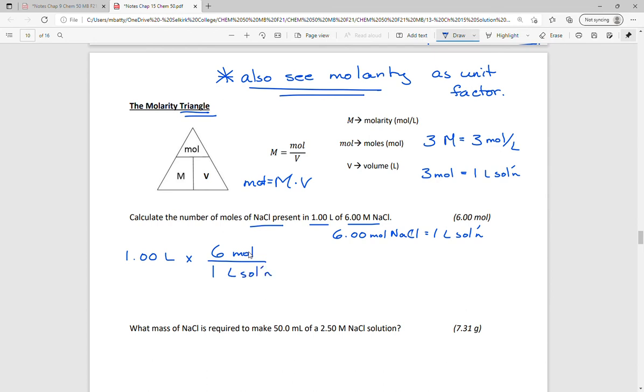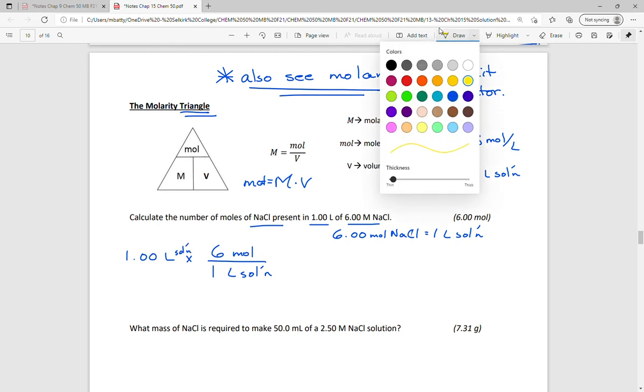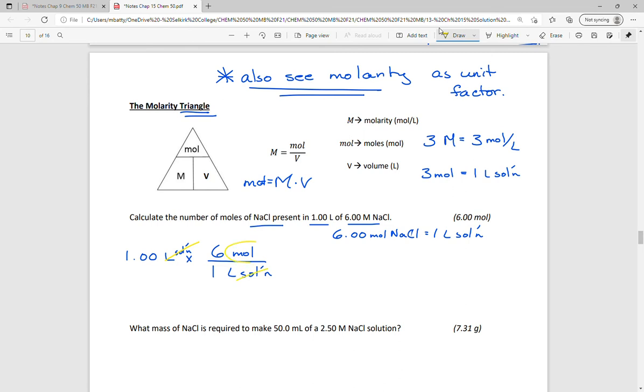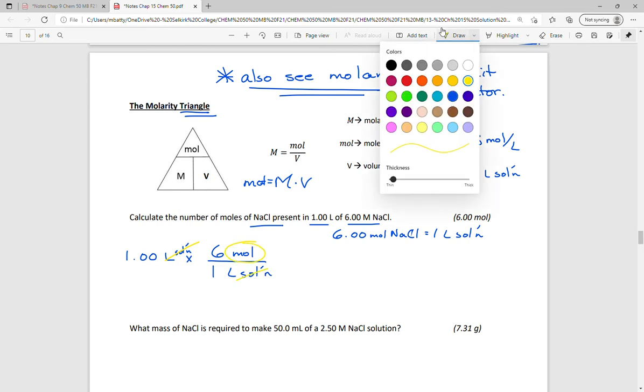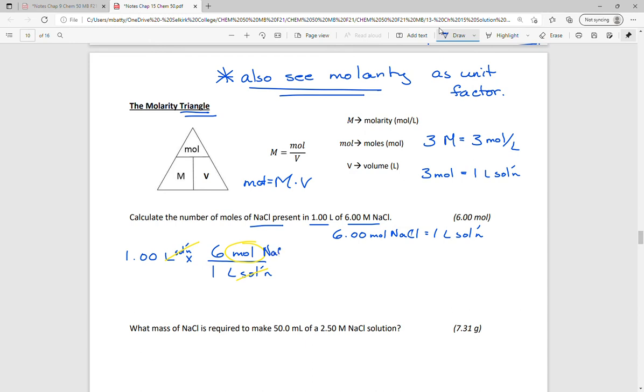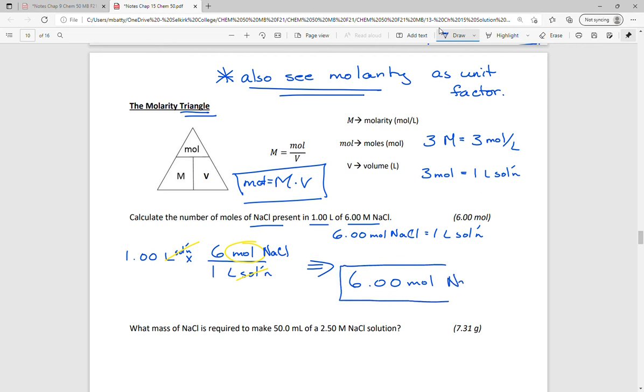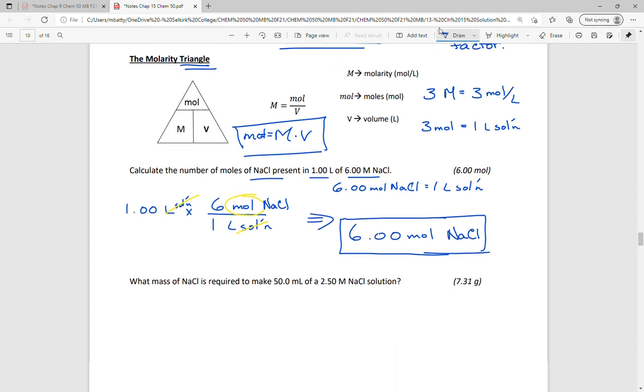So I can see how it got messy. This canceling out would solve for moles of the NaCl, right? That's what I'm talking about. So whether you just multiply them and use your triangle or see it as a unit factor and adhere to this dimensional analysis, that tells me that there's 6.00 moles in 1 liter of solution of NaCl. Sorry. Okay, that one was kind of intuitive, so let's try another one.